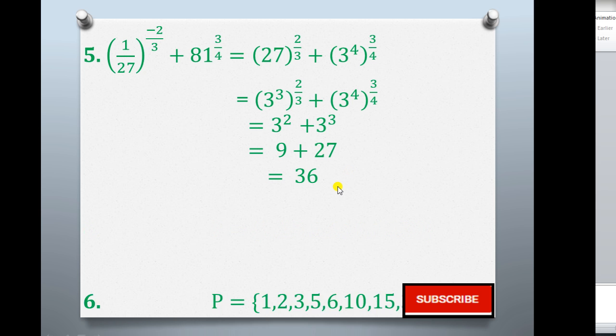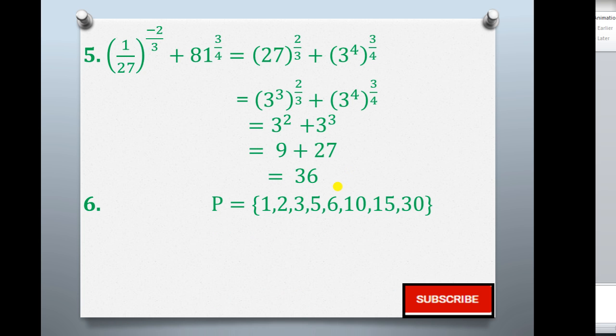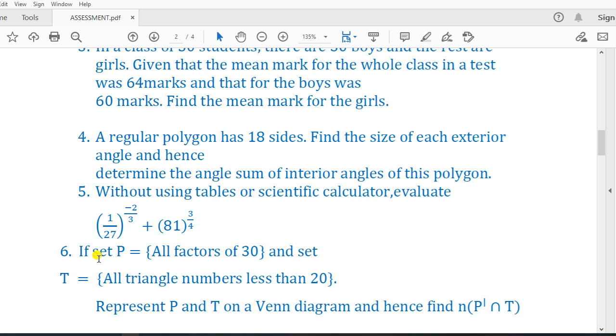That is our question 5. Let's go to question 6. Question 6, they told us that set P, we can first go back to the question again. They said that if set P equals all factors of 30 and set T equals all triangular numbers less than 20, represent P and T on a Venn diagram and hence find the number of P prime intersection T.